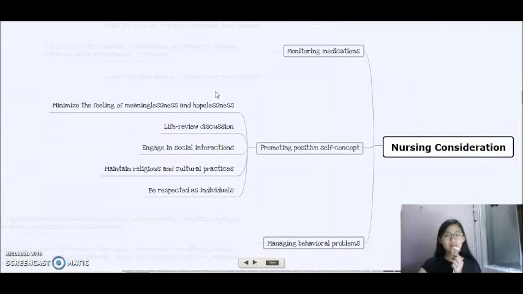To promote positive self-concept, we should minimize the feeling of meaninglessness and hopelessness. The life review discussion is good for elderly because they can flash back to what they have done when they were young, and they can feel a sense of history and satisfaction. Besides that, we encourage them to engage in social interactions with people surrounding them, especially their family members. Next, maintain their religious and cultural practices. Lastly, all people, especially nurses, should respect them as individuals.